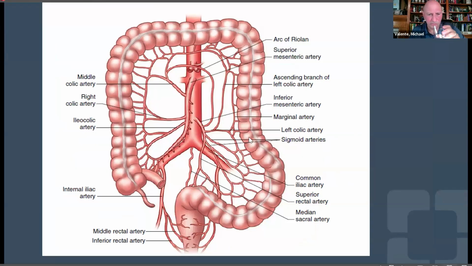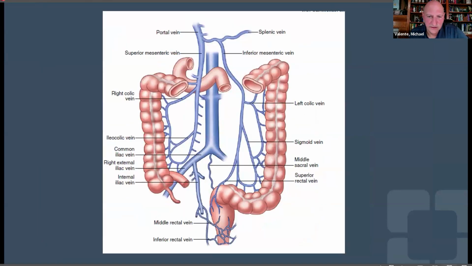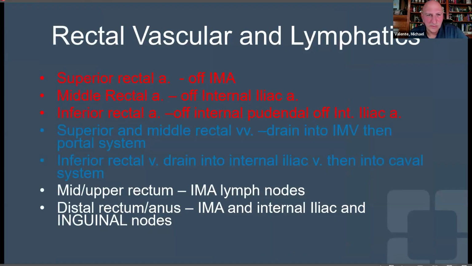I'm not going to highlight too much of this. Essentially, you guys should know most of this. There's not too much I want to add.